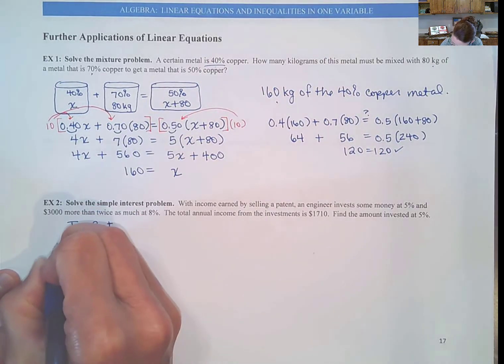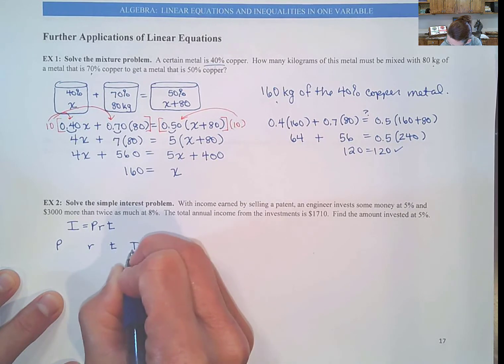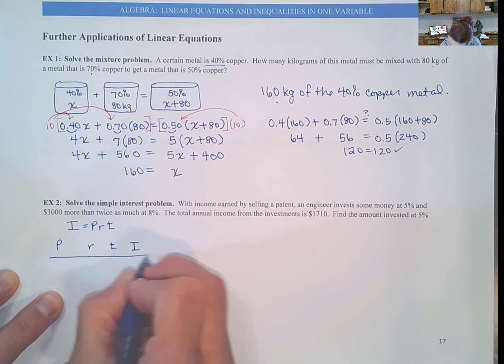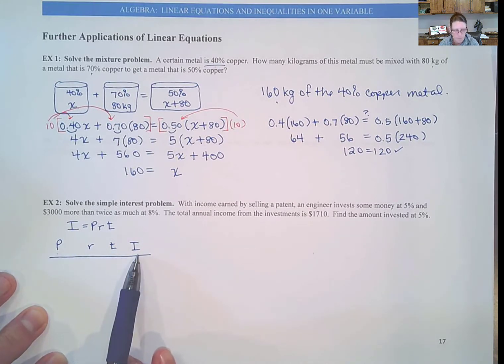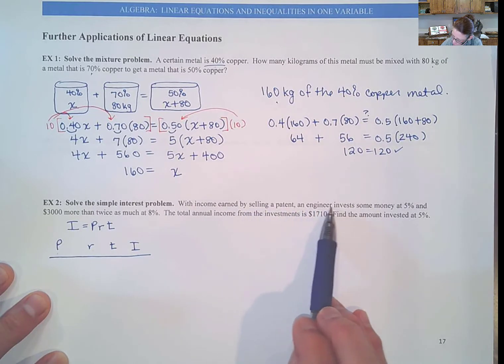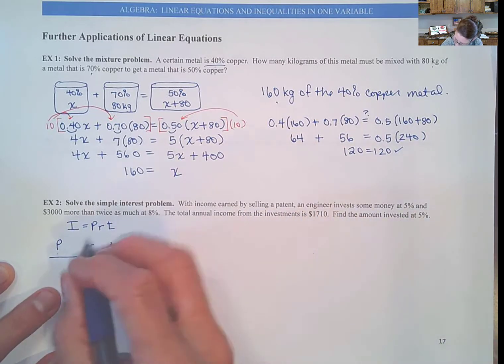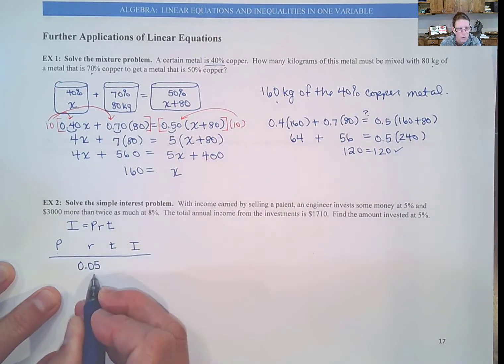Now I'm going to use a table to organize our information for this classic interest problem. I've just put principal, rate, time, and interest earned. All right, here we go. With income earned by selling a patent, an engineer invests some money at 5%. That's a rate, right? 5% in its working decimal form.